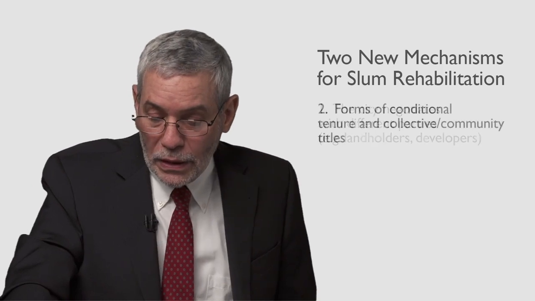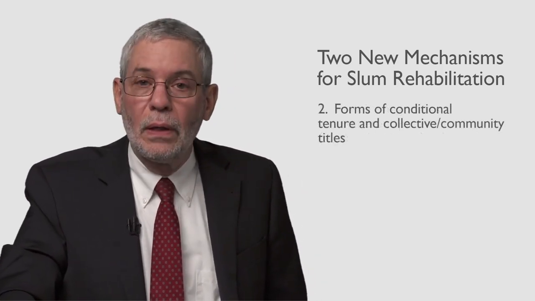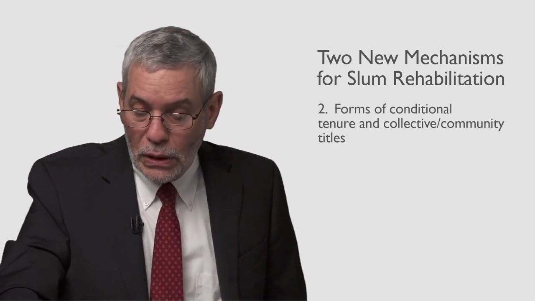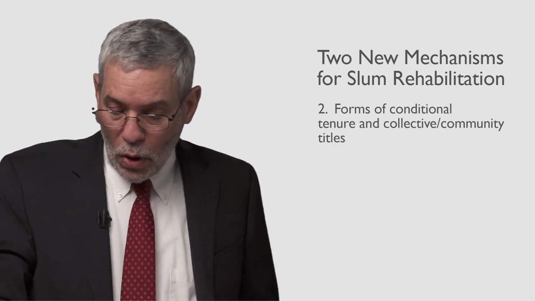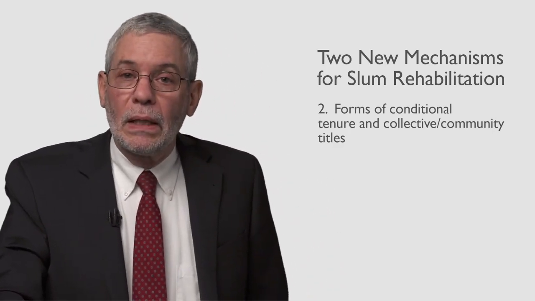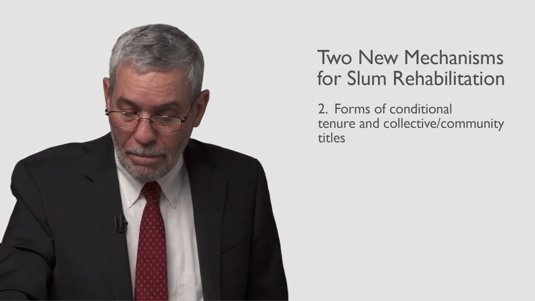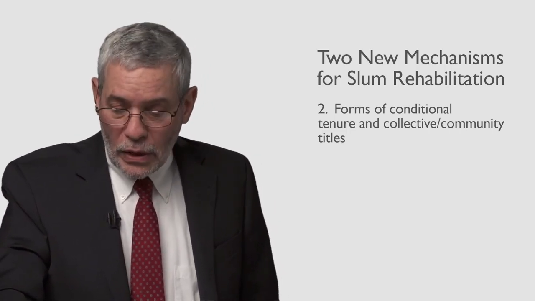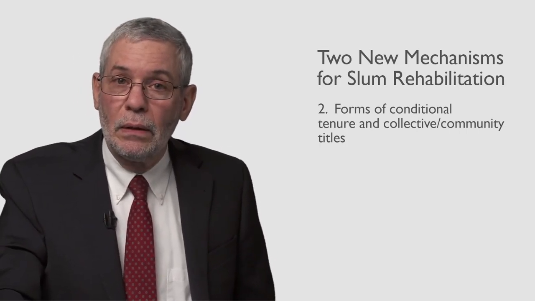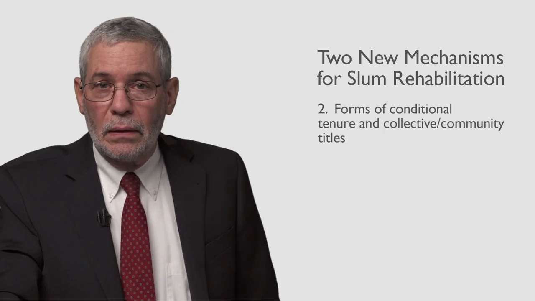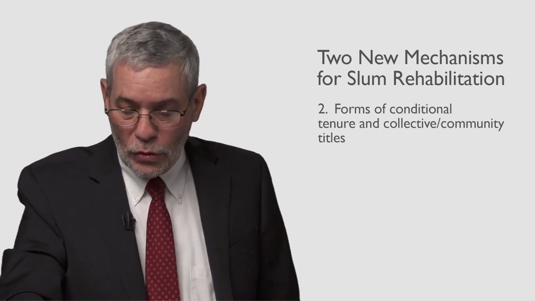A second new mechanism that the ZEIS allows are forms of conditional tenure and collective or community titles. The conditional ownership forms impose on an owner a limitation on the rents that he or she can charge to the tenants. In other cases, a limitation can be put on a household that receives a title from selling that parcel for a period of 5 or 10 years.